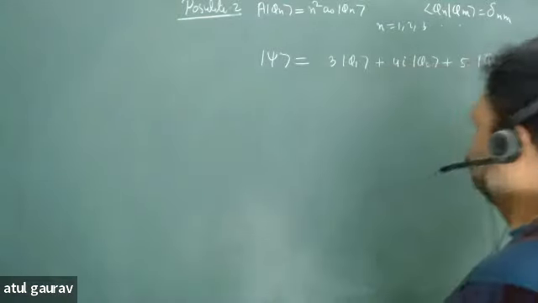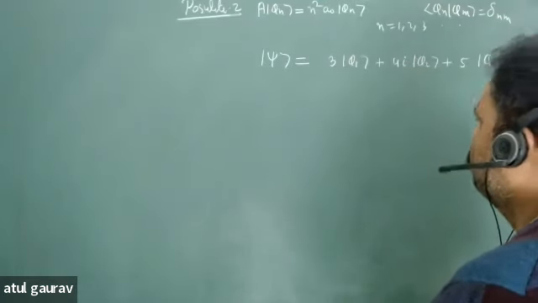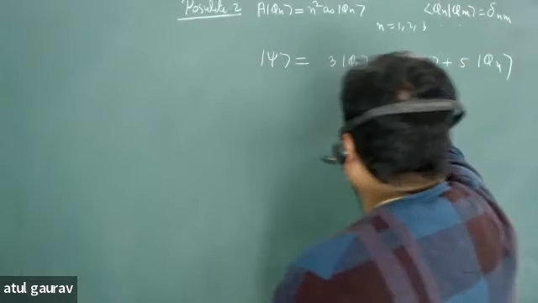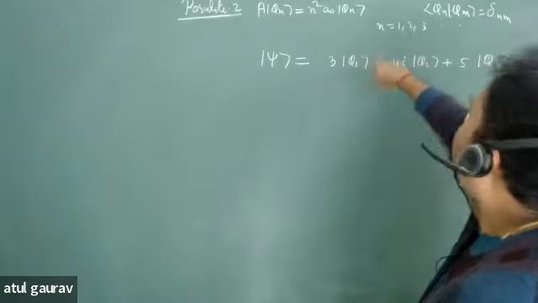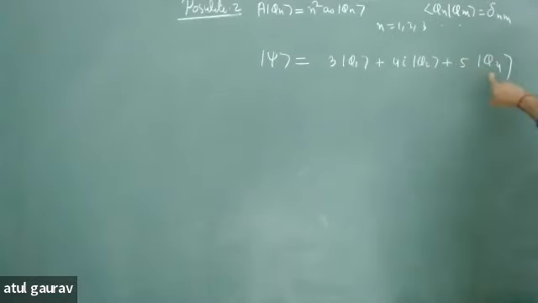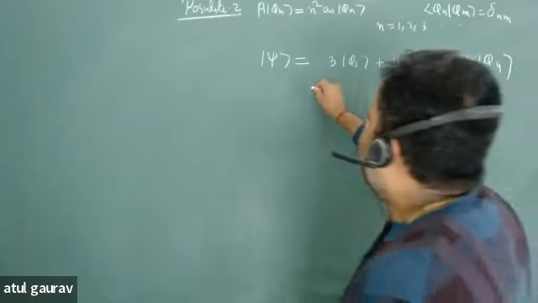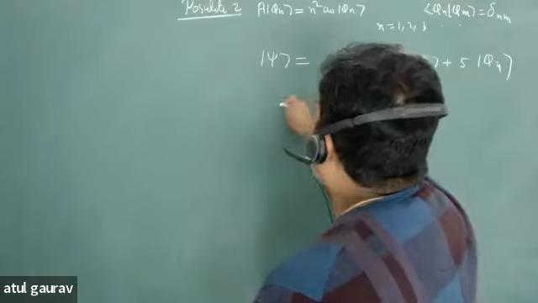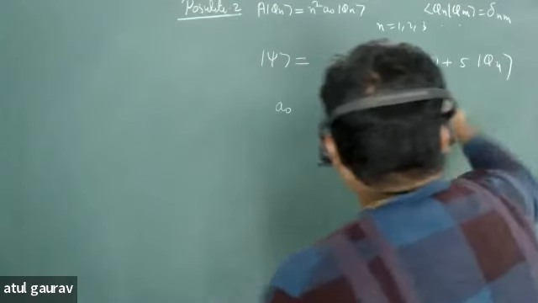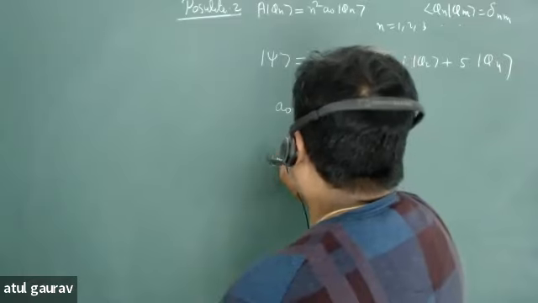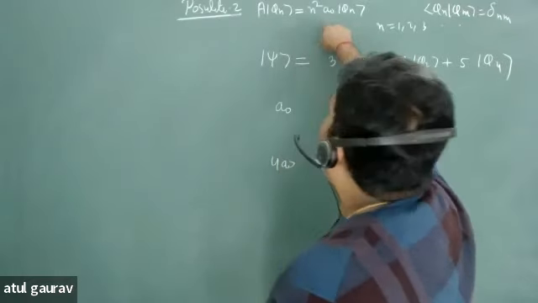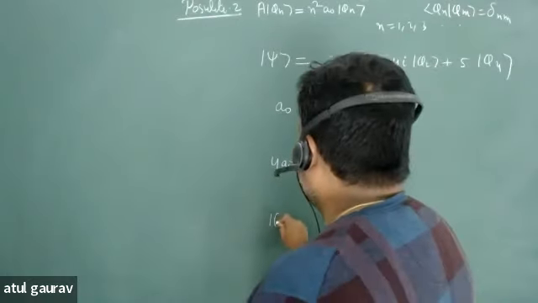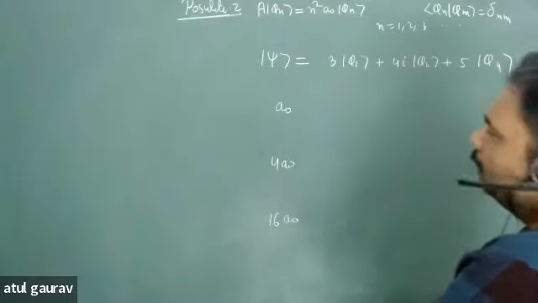A naught, 4A naught, and 16A naught. Very good. Toh ya toh aap phi 1 ko measure karoge, ya toh phi 2 ko measure karoge, ya phir aap phi 4 ko measure karoge. So what will be measurement? If you are going to measure phi 1, then your measurement is A naught. If you are going to measure phi 2, then your measurement is 4A naught. Dekh lo, n square A naught hai eigenvalue, hai na? If you are going to measure phi 4, then what you are going to measure? 16A naught, isn't it?